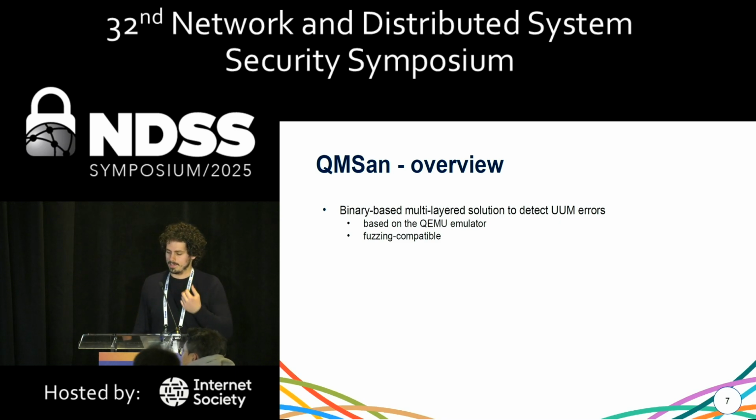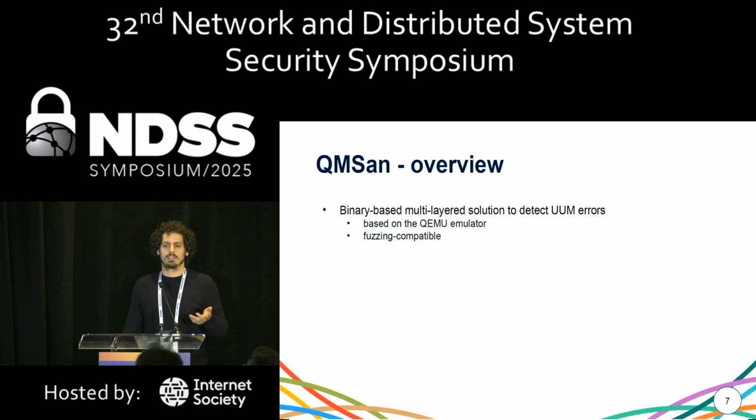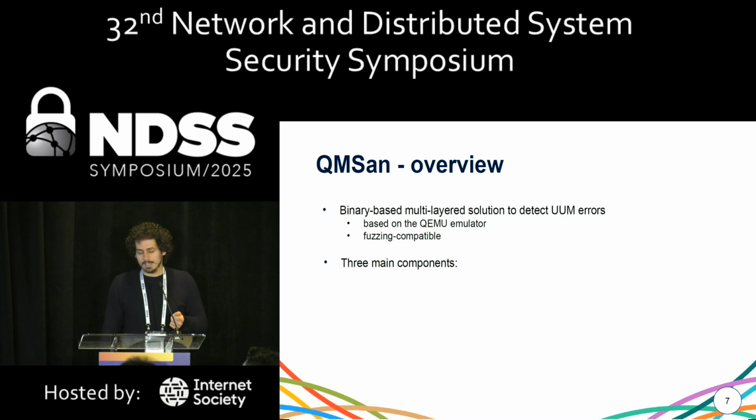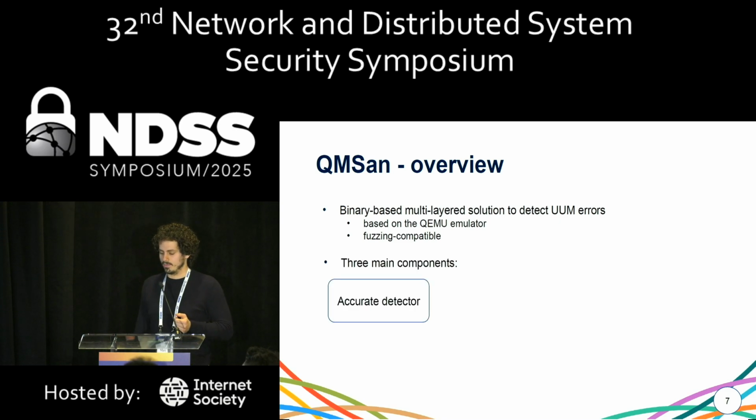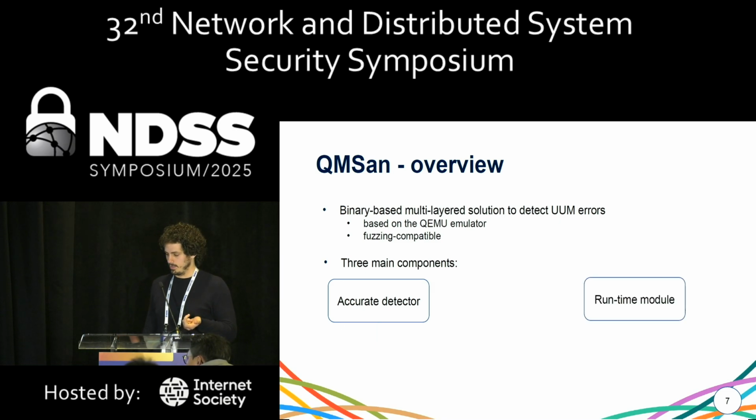QMSan is a binary-based multi-layered solution to detect UUM errors. It is based on the QEMU emulator and it is fuzzing compatible, in particular with the AFL++ fuzzing solution. It has three main components. The first one is an accurate detector. This is similar to existing binary UUM error detectors like Valgrind's Memcheck or Dr. Memory. It is very accurate, but it is also very slow.